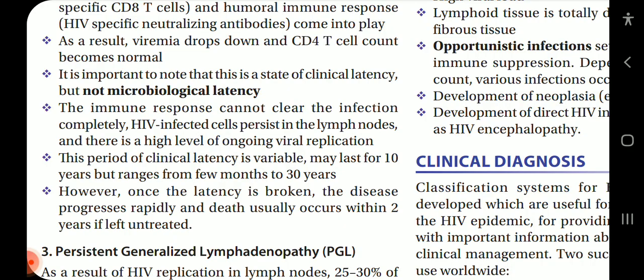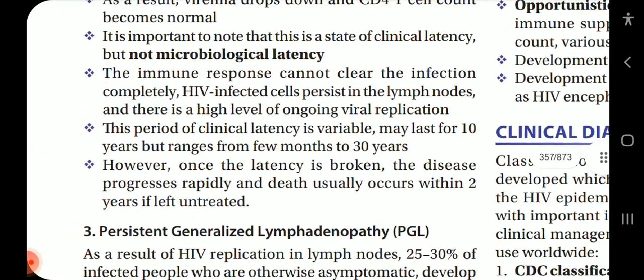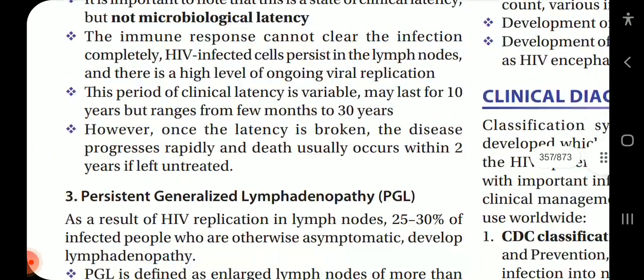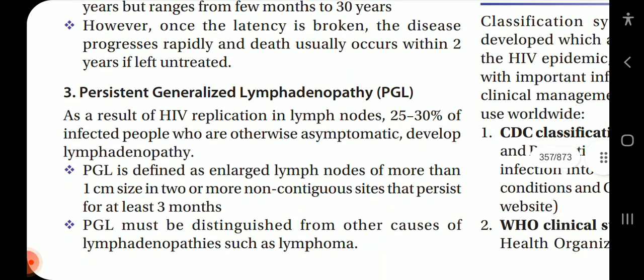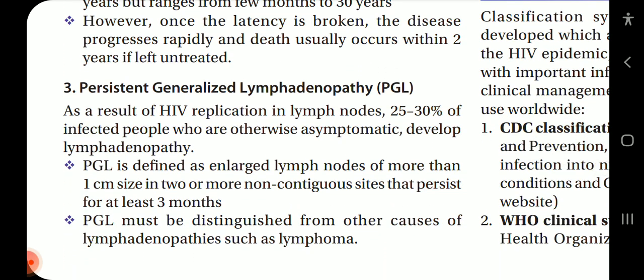HIV infected cells persist in the lymph nodes and there is a high level of ongoing viral replication. This period of clinical latency is variable, may last for 10 years but ranges from a few months to 30 years. However, once the latency is broken, the disease progresses rapidly and death usually occurs within 2 years if left untreated. Third, persistent generalized lymphadenopathy (PGL).